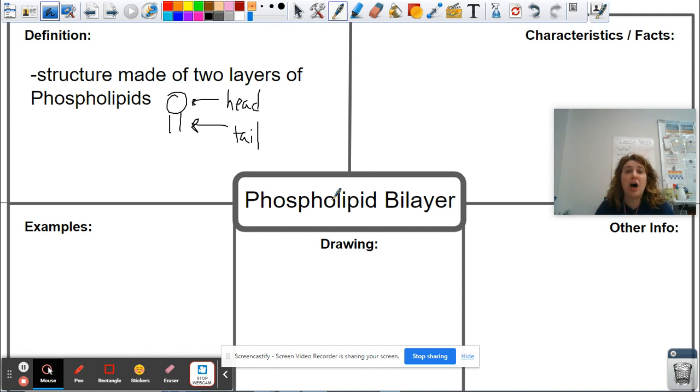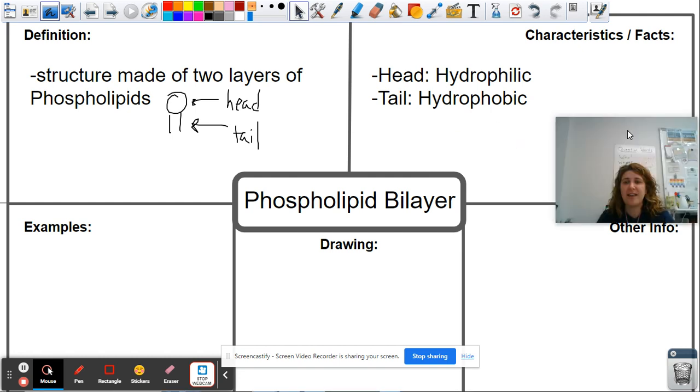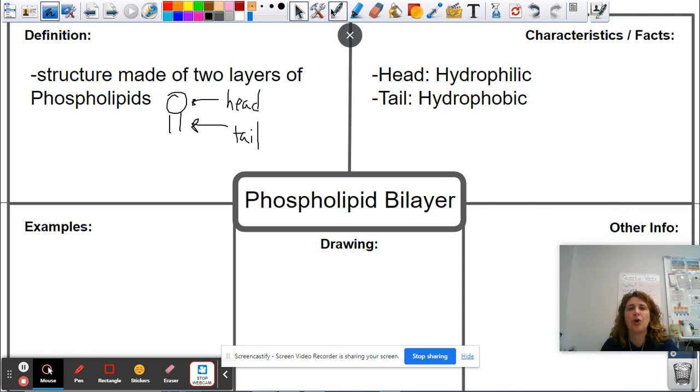So it's made of 2 layers of those. Characteristics, specifically the phospholipid bilayer, you need to know those heads are hydrophilic and the tails are hydrophobic. Hydrophilic means that it loves water. Hydro, water. Philic, like Philadelphia, city of brotherly love. Philic is the Latin word for like, loves, or gets along with, or will be with.